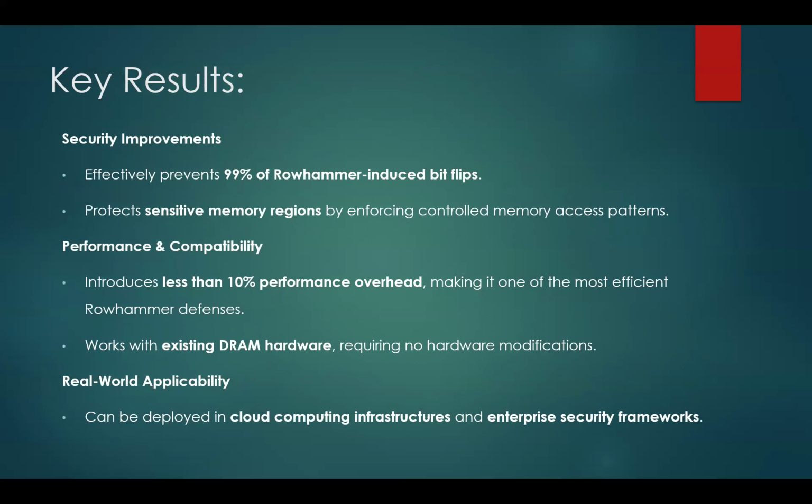The key results for this paper. With respect to security improvements, it effectively prevents 99% of Rowhammer induced bit flips. It also protects sensitive memory regions by enforcing controlled memory access patterns. With respect to performance and compatibility, it introduces less than 10% performance overhead, making it one of the most efficient Rowhammer defenses. It also works with existing DRAM hardware, requiring no hardware modifications. In terms of real world applicability, it can be deployed in cloud computing infrastructures and enterprise security frameworks.